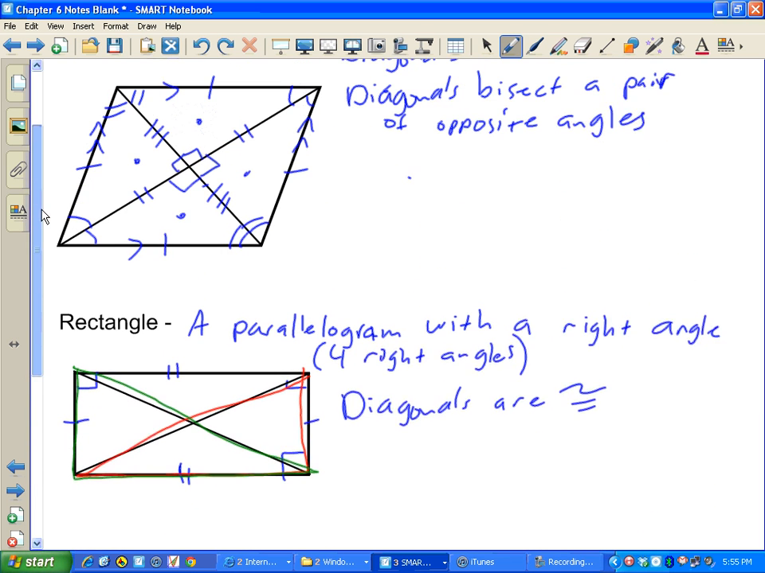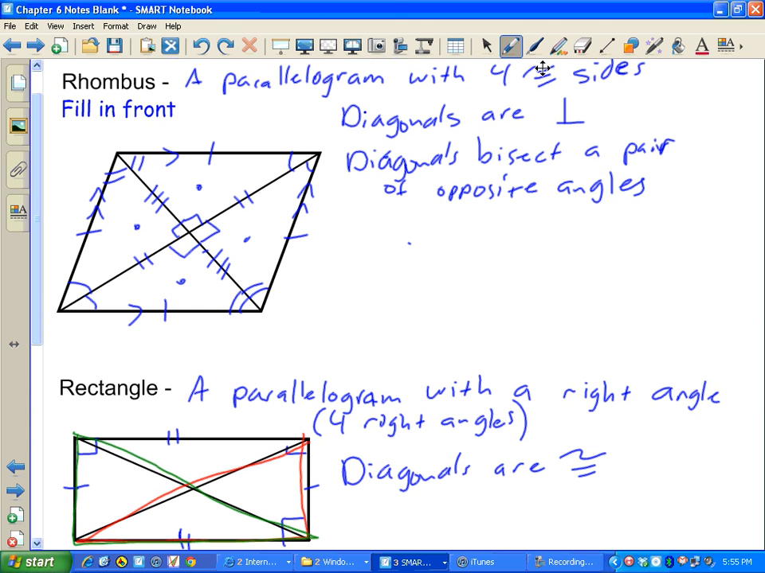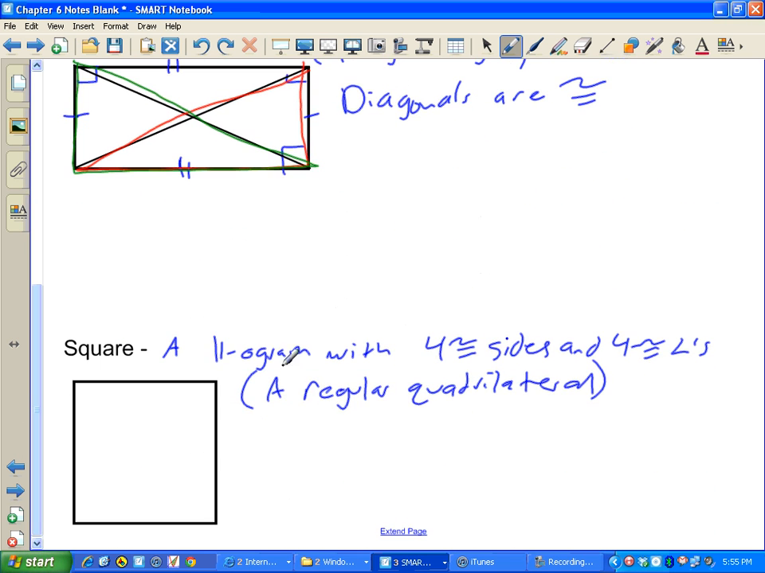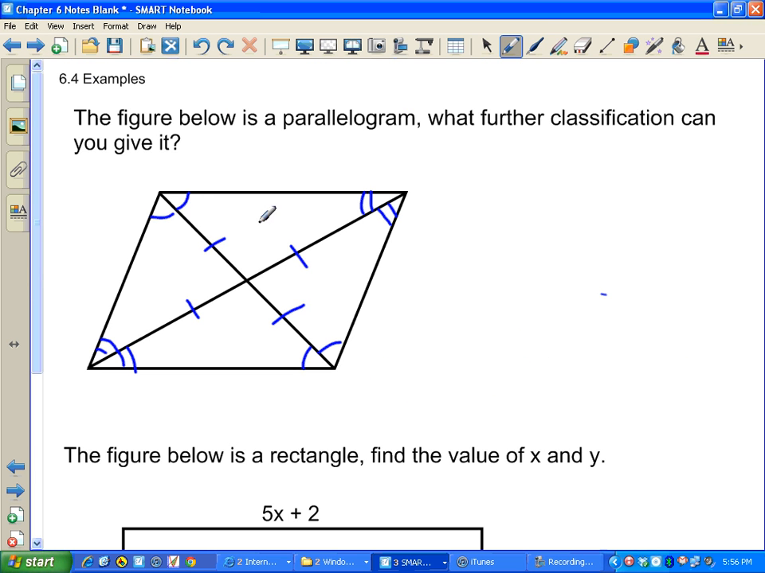So a square would have 4 congruent sides, perpendicular diagonals, and diagonals that bisect a pair of opposite angles. The diagonals are going to be congruent, and it's going to have 4 right angles. So a square gets all of those properties. The way you prove a square is by proving that it's both a rectangle and a rhombus. So let's look at some problems here.